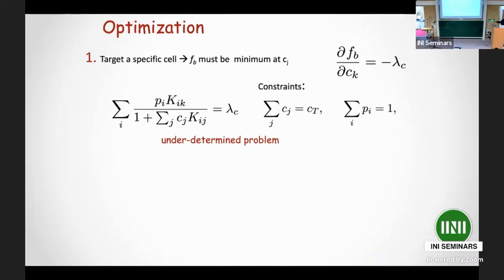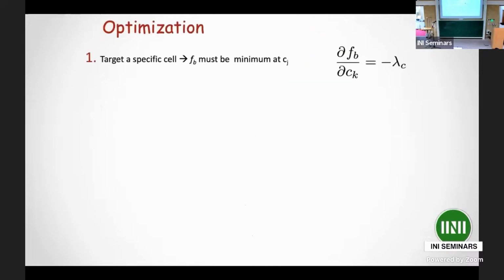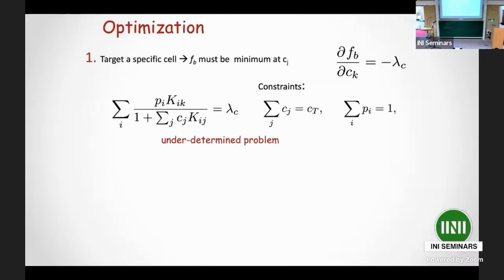If you start with this free energy, and then you have a given membrane with a given receptor population, and you want to design the particle that will bind here with the lowest possible free energy. This is an undetermined problem. You have many possible ways to do that.